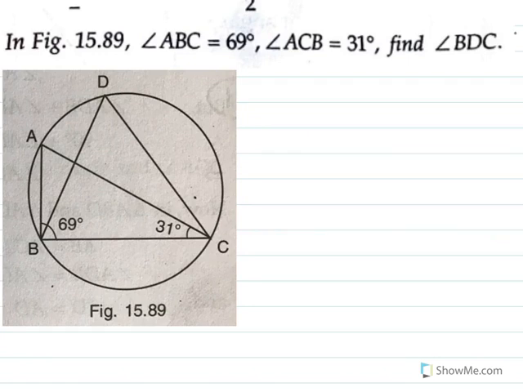ABC is 69 and ACB is 31. Find DBC. If you look at your diagram here carefully, can you spot a triangle where 2 angles are given? And the triangle is ABC. Look at the triangle ABC here.